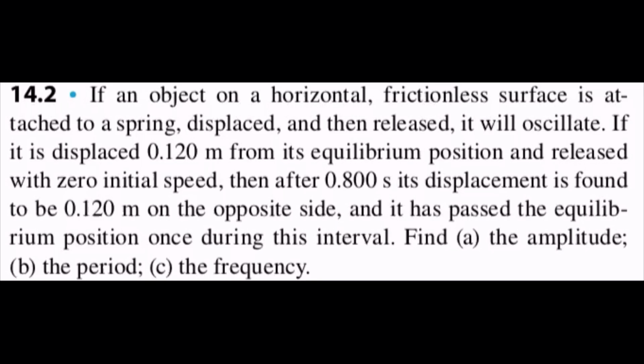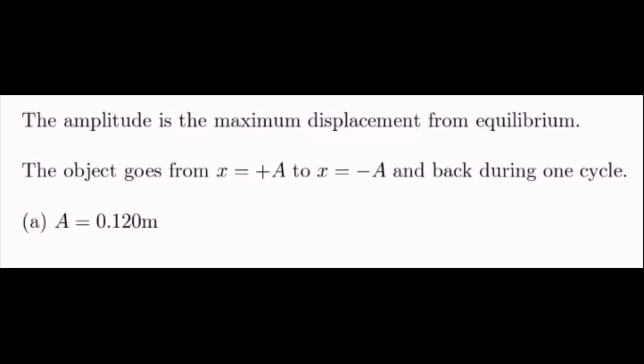So here in our first question, we have an object on a frictionless surface attached to a string, displaced, and then released. As a result, the object will oscillate and the displacement will be 0.20 meters from its equilibrium and 0.20 to the other side, and it has passed the equilibrium once during this interval. We are asked to find three things: the amplitude, the period, and the frequency.